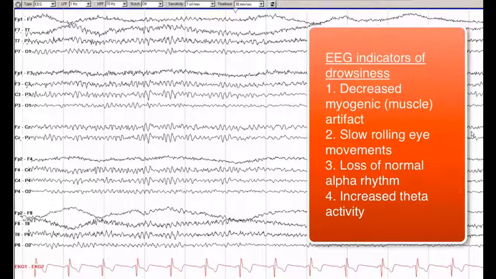So to review, some of the earliest signs of drowsiness or early sleep include decreased muscle or myogenic artifact, slow rolling horizontal eye movements, loss of the normal alpha rhythm, and excessive theta activity.